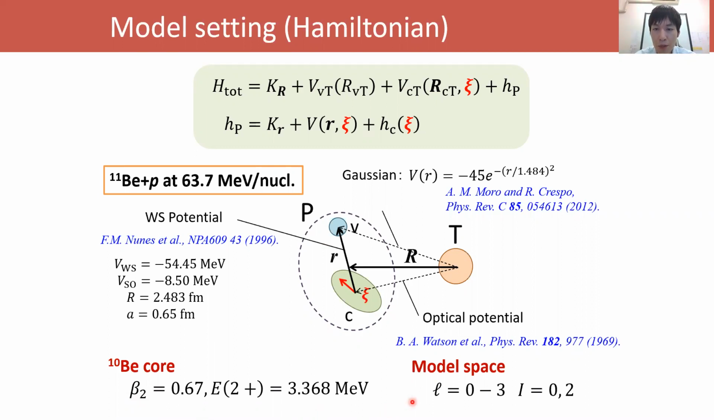For the present purpose, we took this small model space. That is, the angular momentum for this coordinate is from 0 to 3, and the core spin is only 0 and 2.